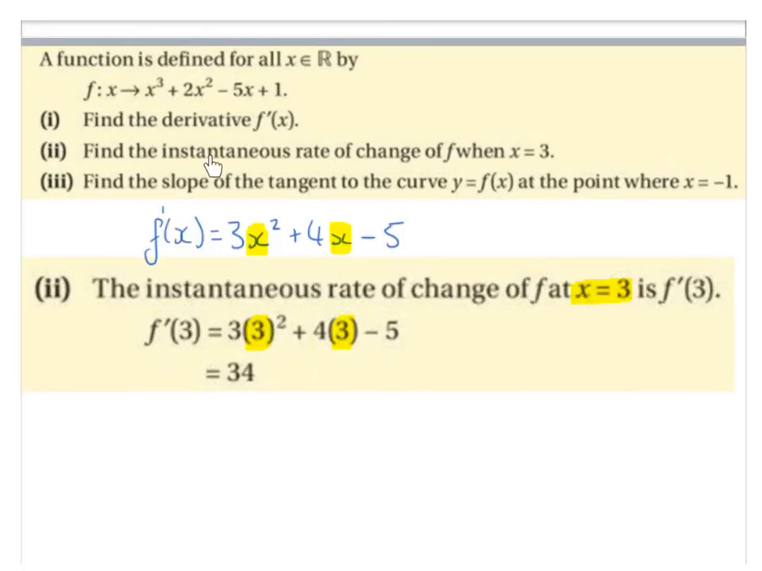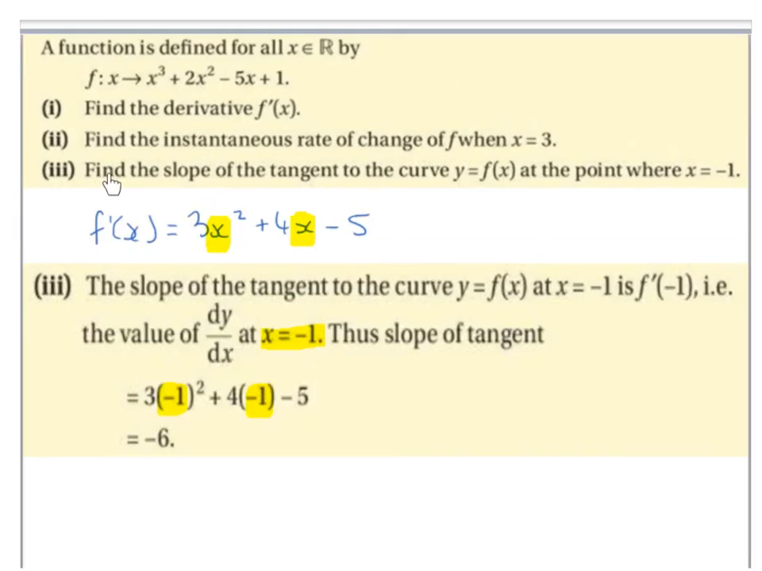Part 2, find the instantaneous rate of change of f when x is equal to 3. So what we have to do is take our derivative, which we worked out in part 1, which was f prime x equals 3x squared plus 4x minus 5. The instantaneous rate of change of f at x is equal to 3 is f prime 3. So we swap each of those x's for 3 with brackets around it. So f prime 3 is 3 times 3 squared plus 4 times 3 minus 5, which is 34. So the instantaneous rate of change of the function at x is equal to 3 is 34.